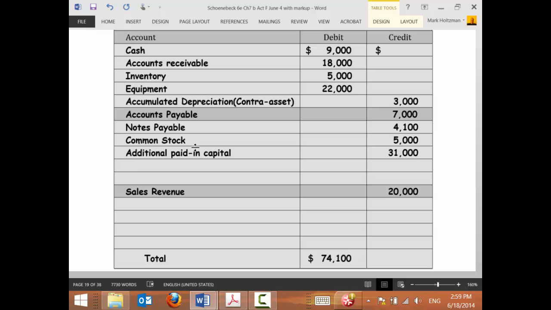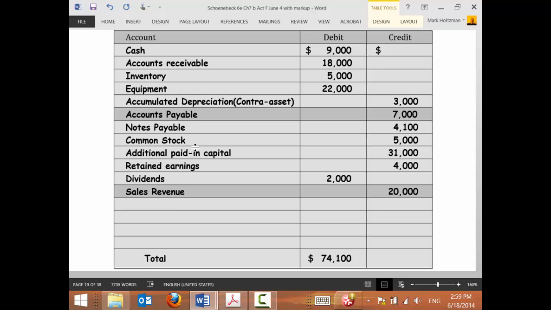Any other stockholders' equity accounts? Retained earnings. Retained earnings in this case is $4,000 credit. Dividends. Dividends has what kind of balance, my friends? Debit balance of $2,000. Excellent. Are there any other revenue accounts besides sales revenue? And by the way, if you're doing this in the real world, or on a test, you check them off as you put them on the list, so you make sure you got them all.